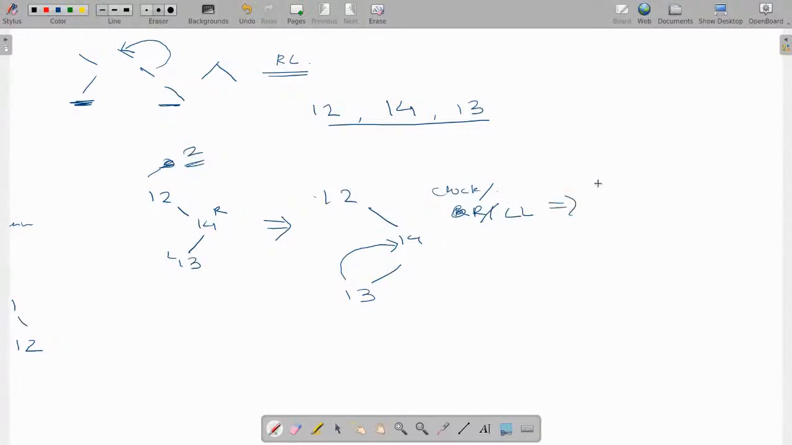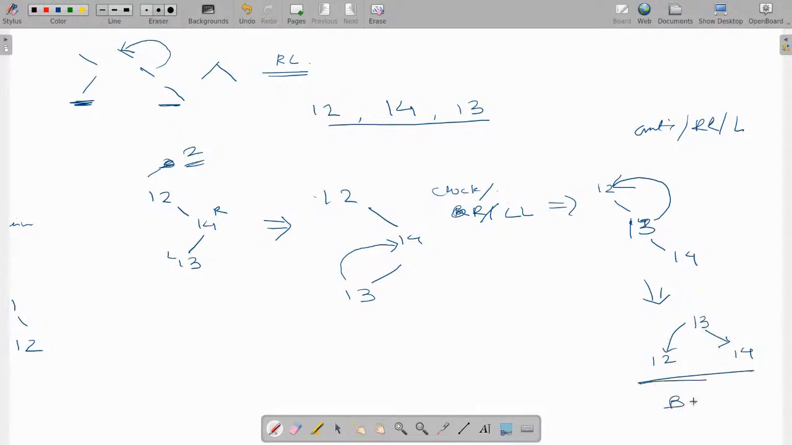So what is happening after this? The structure becomes something like this: 12, 13, and then 14 as the right child. So now we already know how to balance this particular structure. So what we will do is perform an anti-clockwise rotation, or an RR rotation, or a left rotation. And after this, how will my binary tree look? It will look something like this: 12 as the left child of 13 and 14 as the right child of 13. This will be my structure, and this will be a balanced binary search tree. And the tree is performing all this on its own.